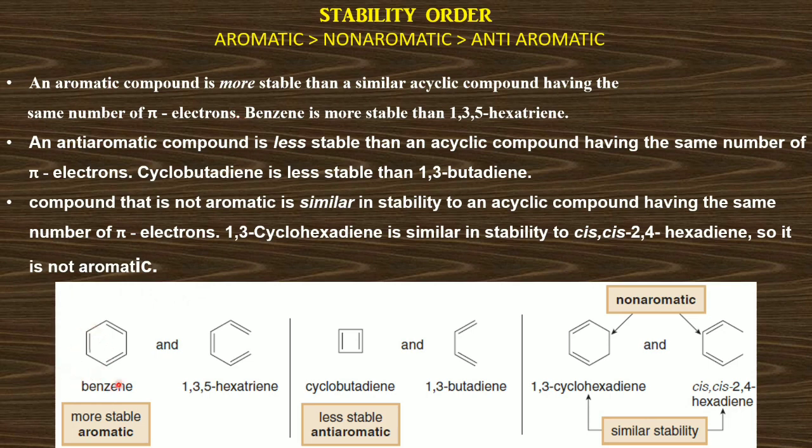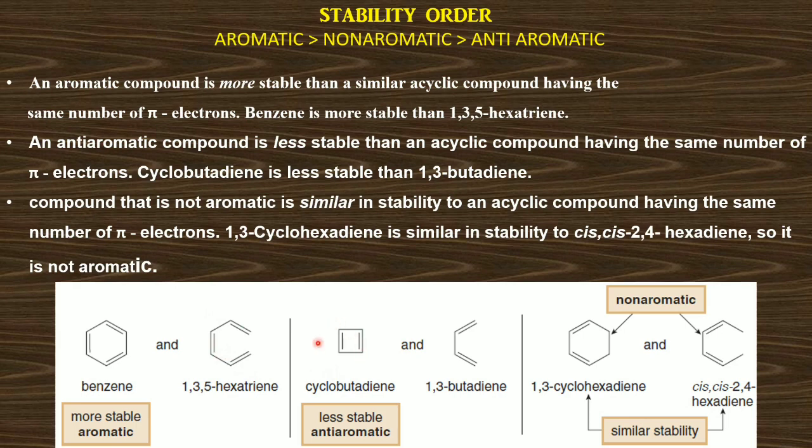Benzene is an aromatic compound and it is more stable than a similar acyclic system. So benzene has 6 carbon atoms, this also has 6 carbon atoms. Benzene has 3 conjugated pi bonds, 1,3,5-hexatriene also has 3 conjugated pi bonds. But this benzene, an aromatic molecule, is more stable than a similar acyclic compound having the same number of pi electrons.